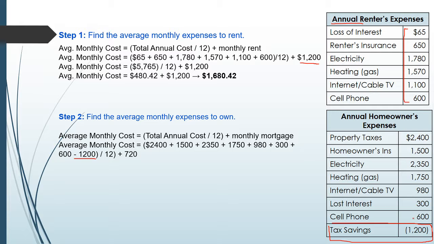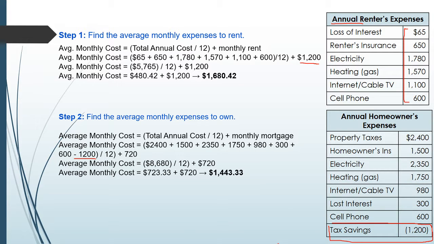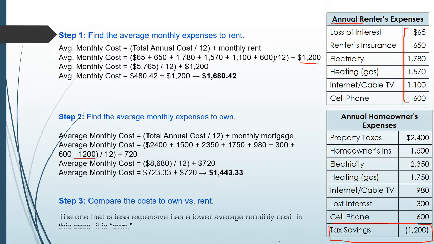Same thing, add and subtract everything in the numerator. We get $8,680, divide that by 12, and then add the monthly mortgage. So the monthly cost to own is $1,443.33. Last step is to compare.